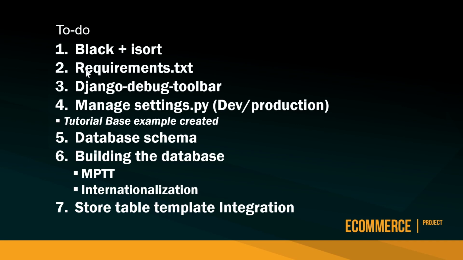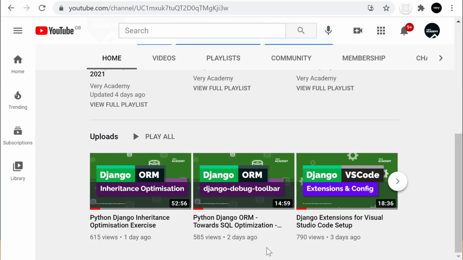So we'll quickly run through the requirements text because there's loads of weird stuff in there that I have no idea how it got in there. So we'll quickly tidy that up and then install the Django-debug-toolbar. Again, I've already given you a previous tutorial on the Django-debug-toolbar, and that gives you a little bit more detail about it. I'm just going to quickly run through and install it in this tutorial.